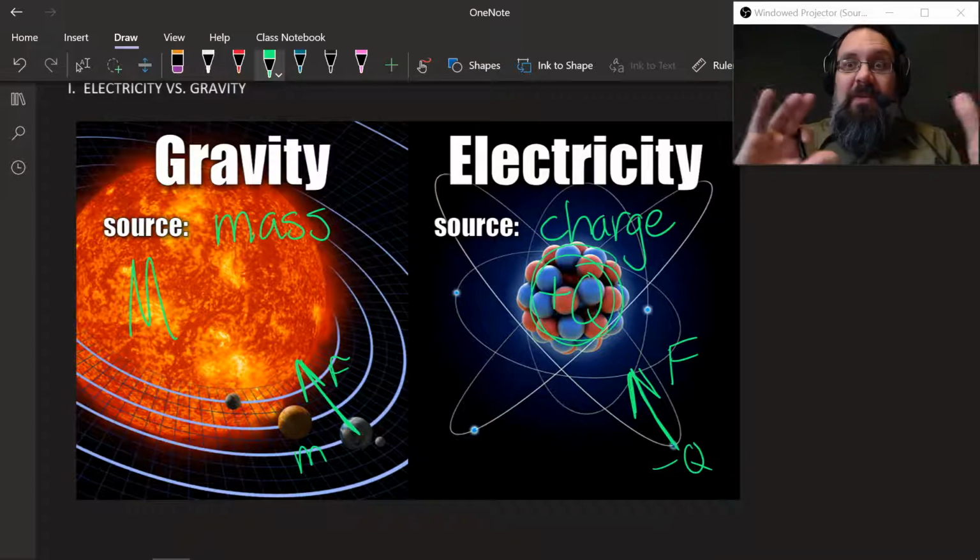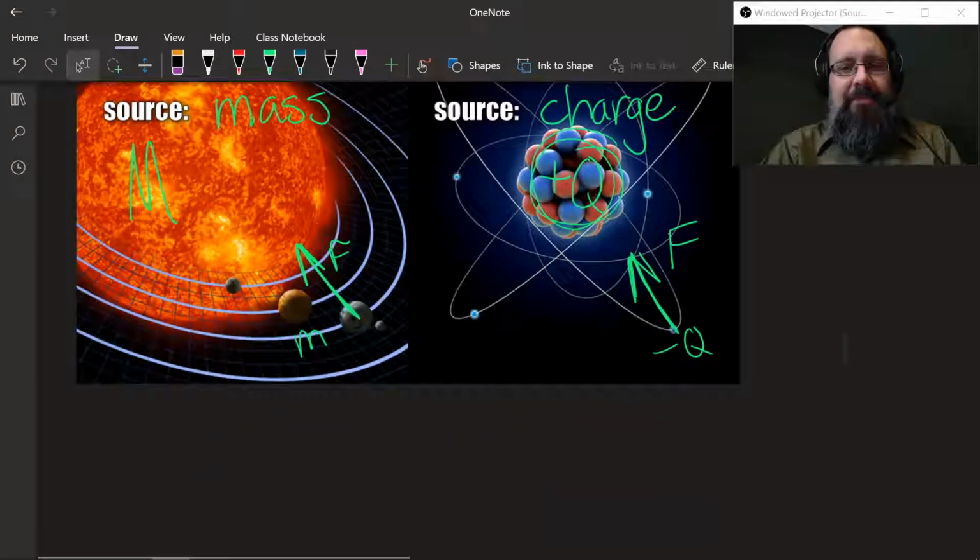So these two forces are very, very similar to each other. And we'll be talking even more about this because you can also describe fields created by these forces, or how the forces are transmitted through fields. Like we talked about the gravitational field, where that was g. We can also talk about the electric field. And we'll be talking about that next week.